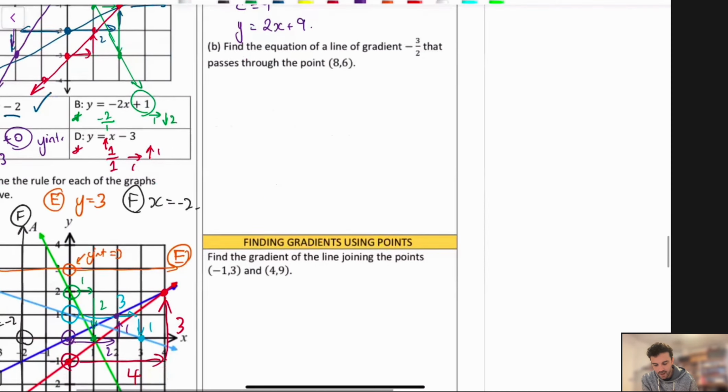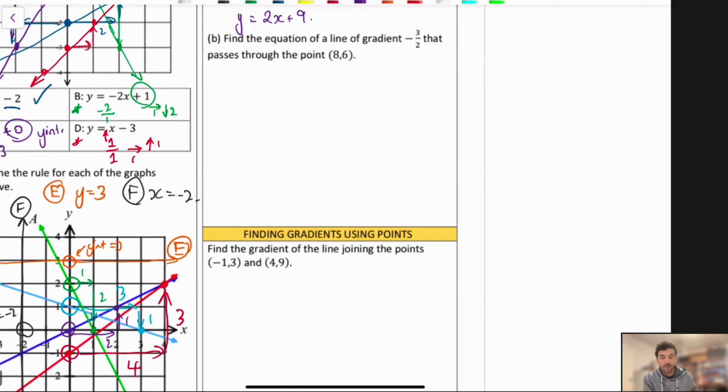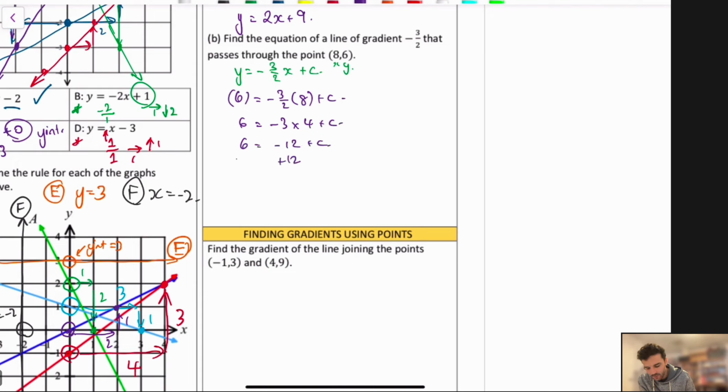Find the equation of a line of gradient -3 on 2 that passes through the point (8, 6). We just do the same thing here. y is equal to -3 on 2 x plus c, and then we substitute our x and y values in. So we're saying that y is 6, x is 8, and we know that 8 and 2 cancel and make 4, so we've got -3 times 4 plus c, -12 plus c, plus 12 to both sides. 18 is equal to c.